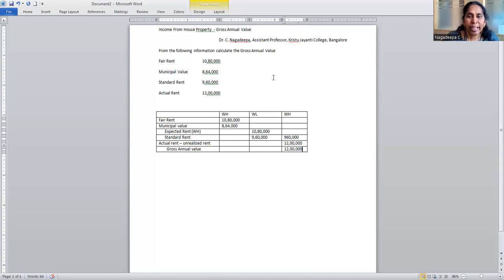So in this problem, they have asked you to calculate only the gross annual value. So we are going to stop this problem with this only.